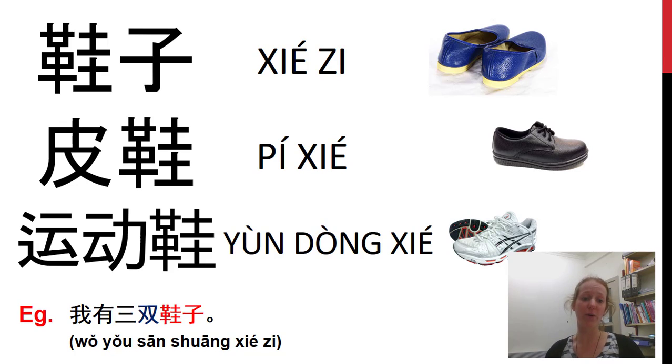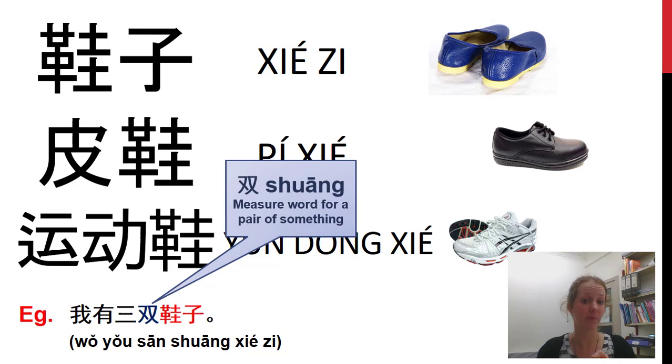For example, 我有3双鞋子. New measure word. 双 means a pair of something. So in Chinese, we don't have a pair of pants or a pair of trousers like we do in English. We use 条 for pants, but we do use 双 for a pair of shoes because you have two of them. 一双鞋子.